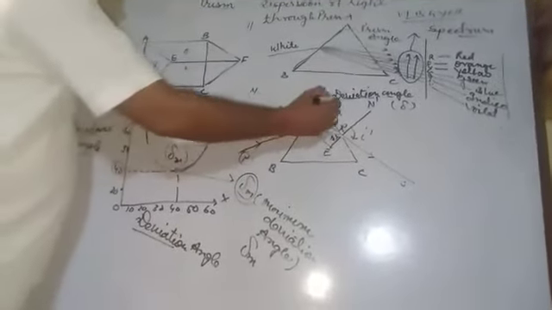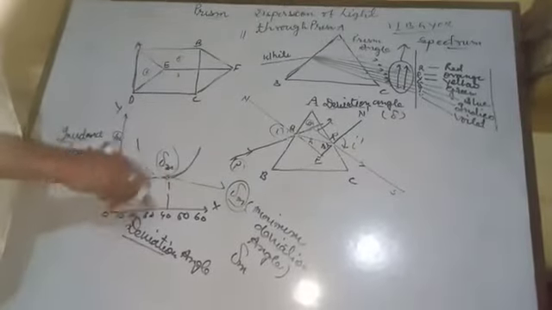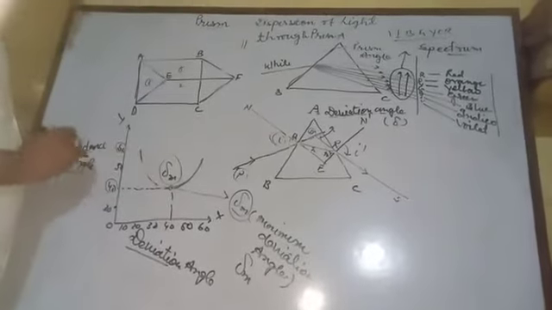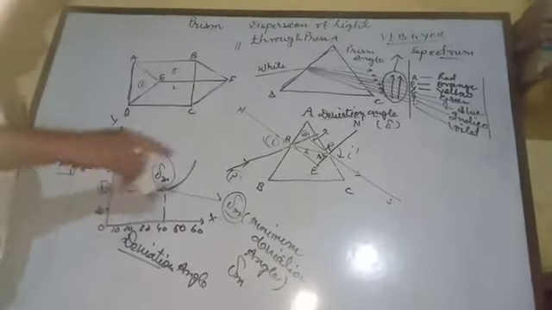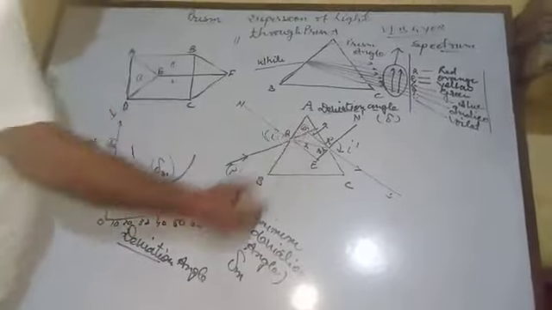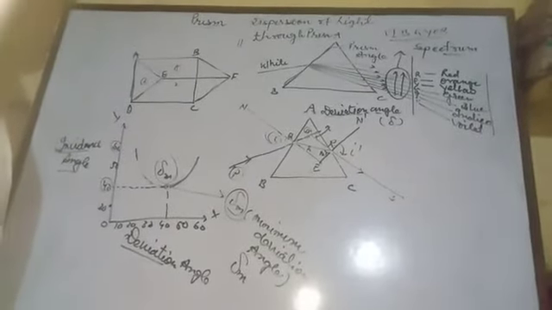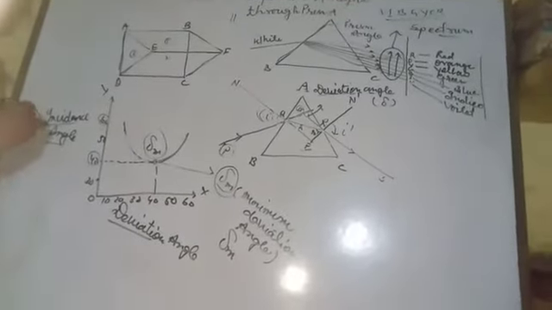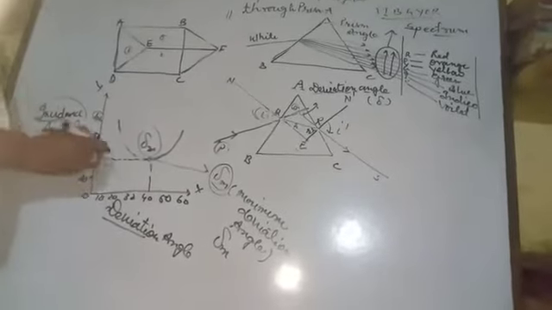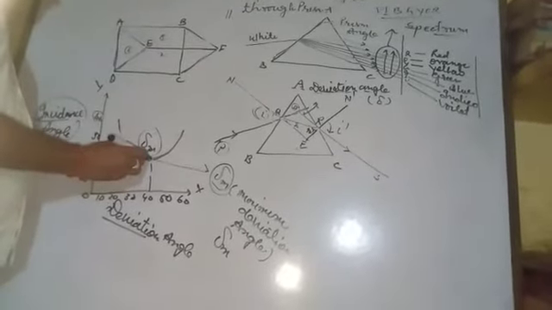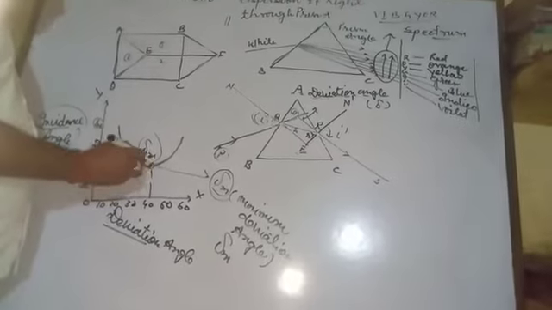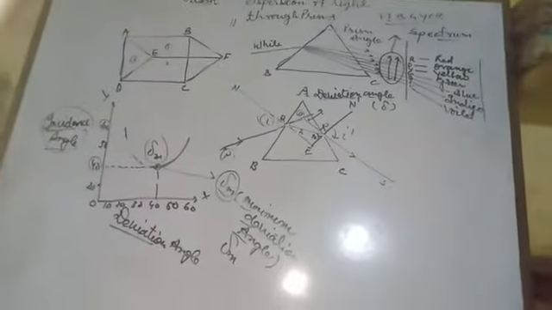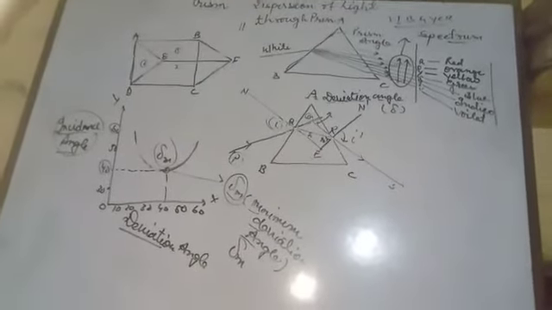This deviation angle depends on incident angle: when incident angle increases, the deviation angle first decreases, and at one time it reaches its minimum value. For a certain special incident angle the value of deviation angle is minimum, so this is called minimum deviation angle.